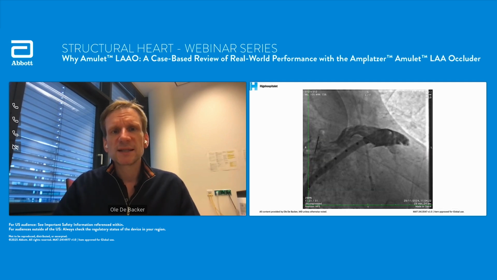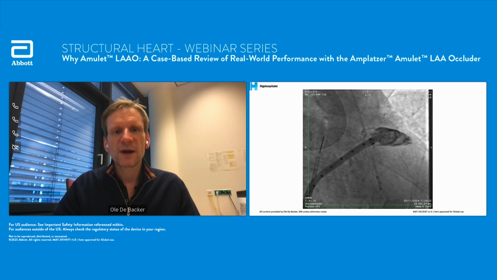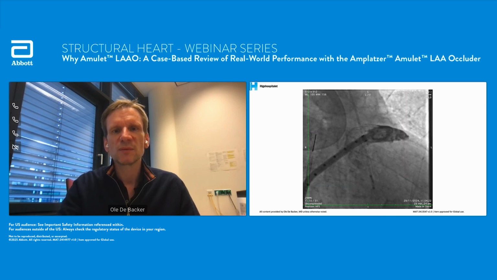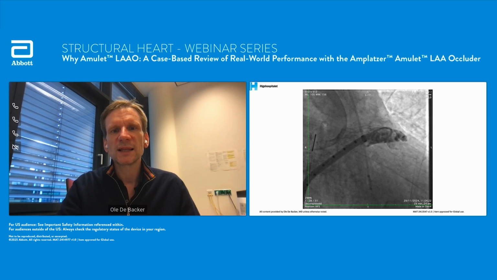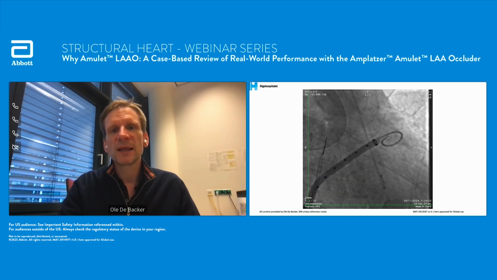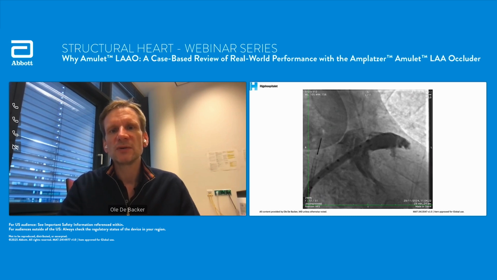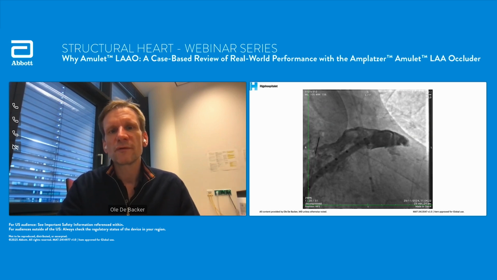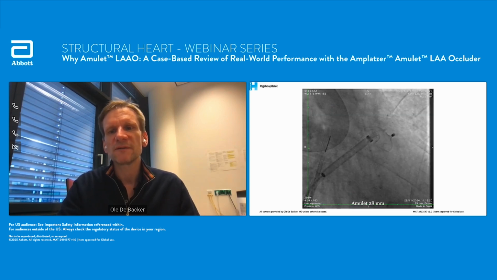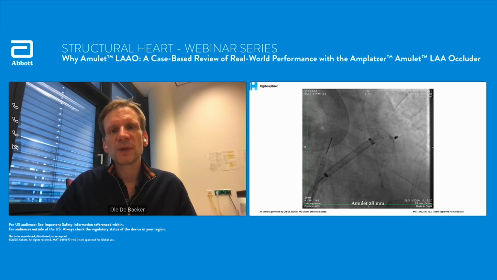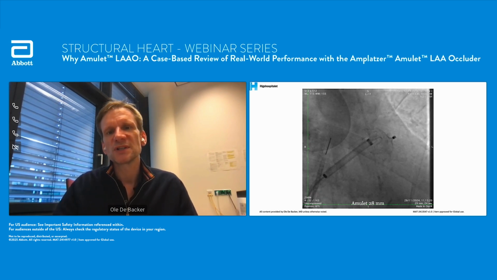So here you see, this is the case actually from this Friday. I do an injection. You see, indeed, it's a relatively large ostium with almost no landing zone, extremely angulated right away. If you're going to implant a Watchman here, either you put it really deep and leave an uncovered ostium in a way, or you go for an ostial implantation and you end up with a massive shoulder.